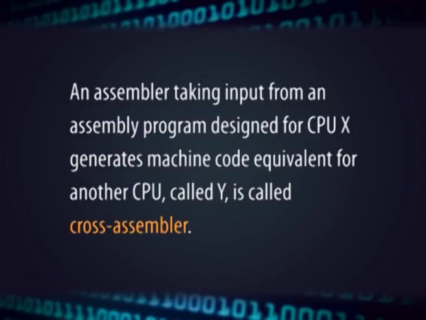Next, we talk about the cross assembler. A cross assembler is an assembler taking input from an assembly program designed for CPU X, and it generates a machine code equivalent for another CPU called Y. Such an assembler is called a cross assembler. So, in short, what we have learned today can be summarized as what is an assembler, how it works, typical uses of assemblers and various design issues related to assemblers.